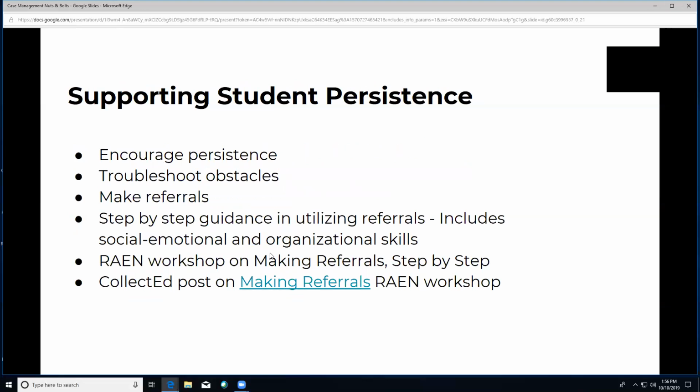Supporting student persistence. Another big job of the case manager is to help the student with whatever they seem to be struggling with non-academically. Sometimes this means just being encouraging when they feel really discouraged, they feel like they're not making progress, they feel like they want to withdraw from the program because they're not making progress. And so part of the work is to encourage them, and part of doing that is to show them that they've been making progress.